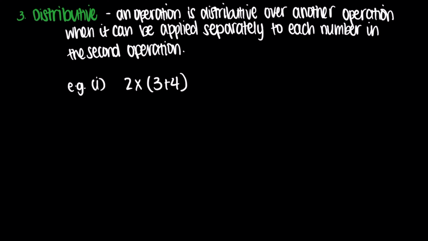So what we have to do is distribute this 2 multiplied to each of the terms in the bracket. So we distribute the 2 to 3. And since these terms in the brackets, 3 and 4, are separated by a plus sign, then we have to put back this plus sign to separate them again. And we distribute the 2 to the 4.